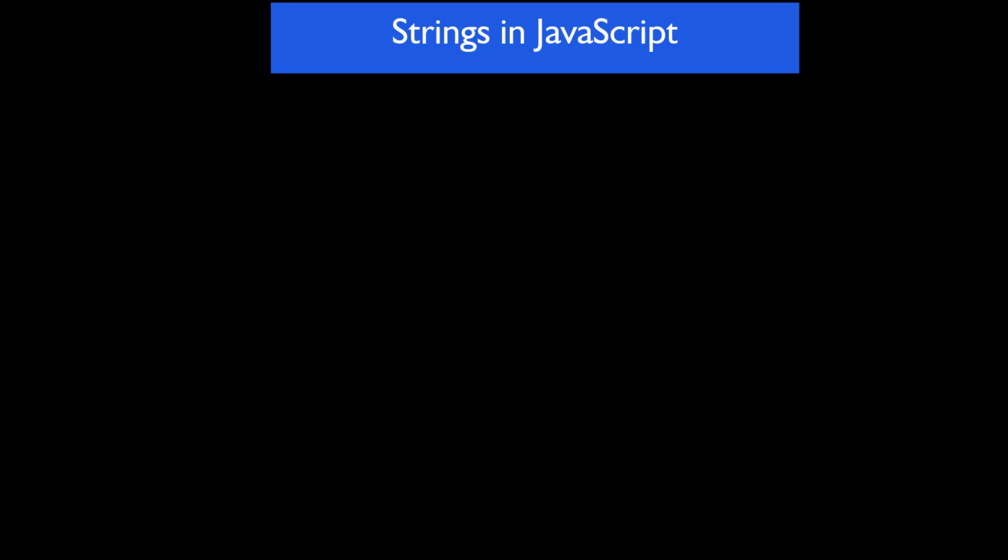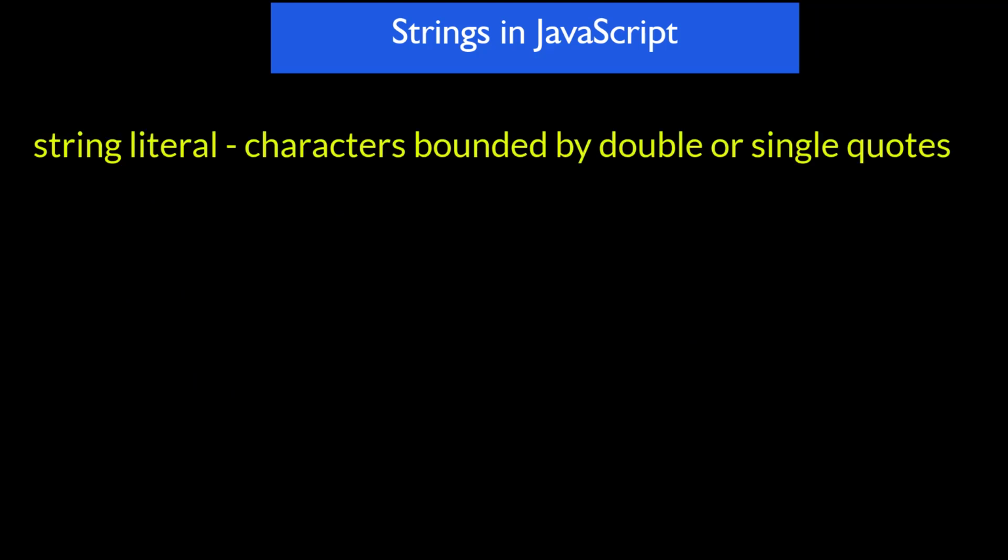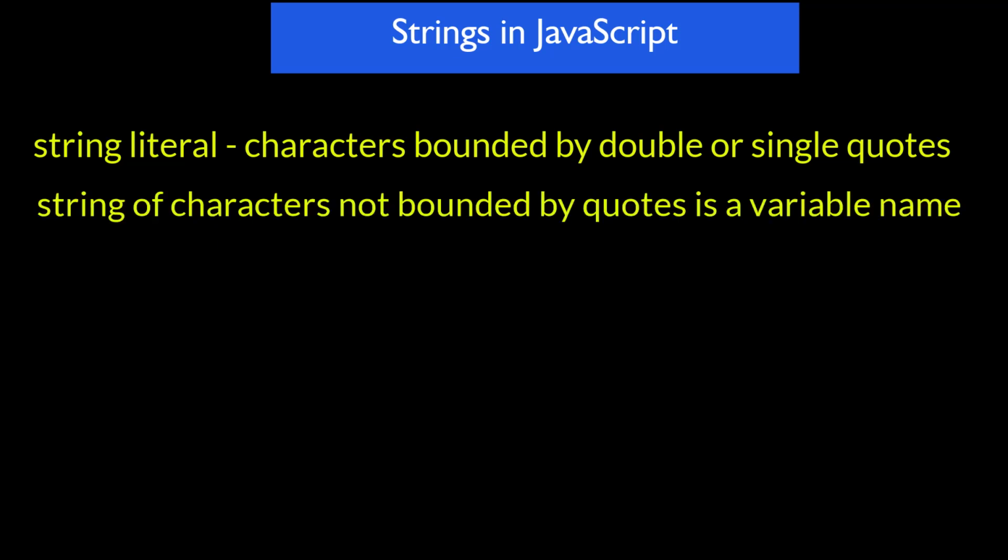A few words about strings in JavaScript. A string literal is a string of characters bounded by double or single quotes. For example, double quote, here I am, double quote, or single quote, this is you, single quote. A string of characters not bounded by quotes is considered to be the name of a variable.